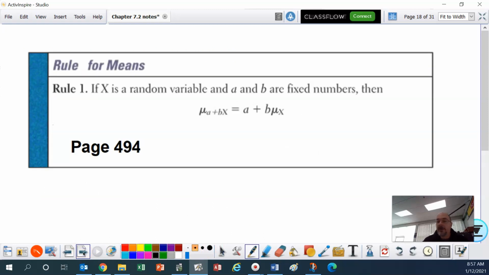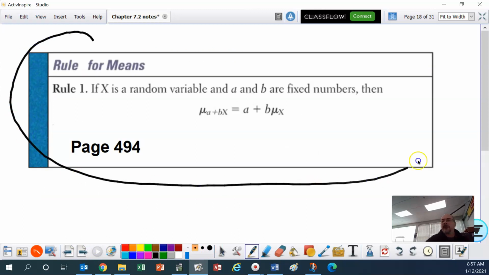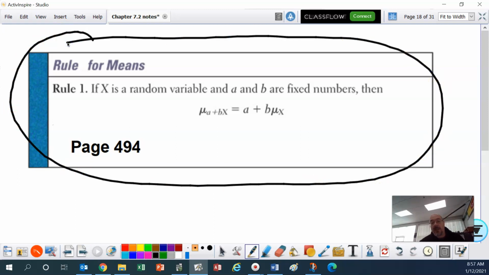Oh, here I've got it written. Okay, I thought I had it written. This is what happens when you don't look ahead on your notes.